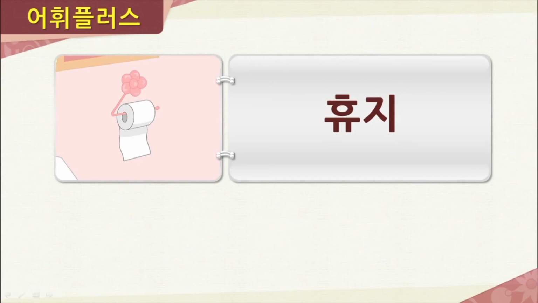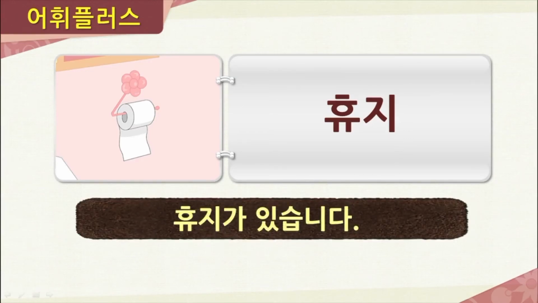Now the next word here is 휴지 or tissue. If you look at the picture here, is there tissue in the bathroom? Yes. As you can see, there is tissue in the bathroom. So in Korean, how would we say that there is tissue? We would say 휴지가 있습니다.